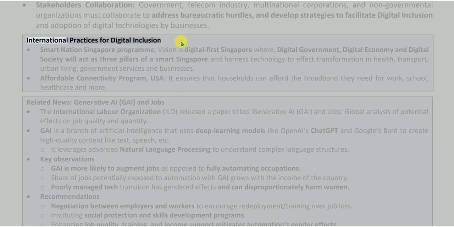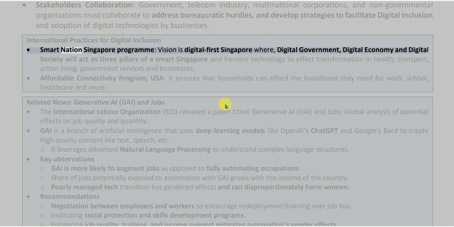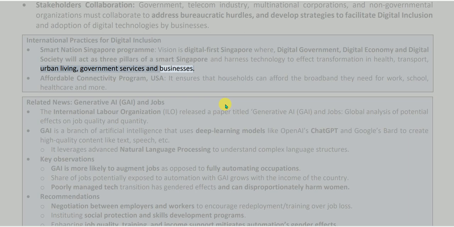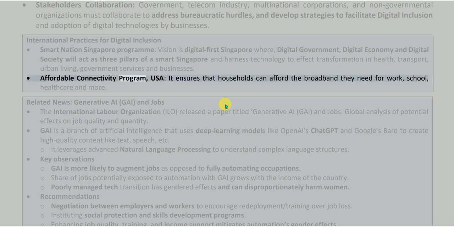International practices for digital inclusion. Smart Nation Singapore program: vision is Digital First Singapore, where digital government, digital economy and digital society will act as three pillars of a smart Singapore and harness technology to effect transformation in health, transport, urban living, government services and businesses. Affordable Connectivity Program, USA: it ensures that households can afford the broadband they need for work, school, healthcare and more.